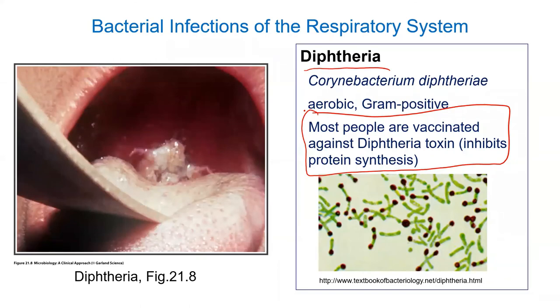The diphtheria toxin, by the way, just shuts down your ribosomes, and so the cells die. Like I said, this is one of those diseases that probably none of us will ever see in our lifetime, thanks to vaccines. My great-grandmother died of diphtheria, and so that's my closest connection to this disease.